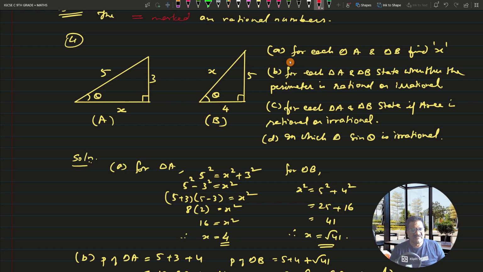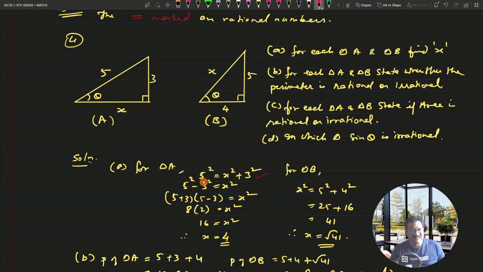So part A of the question is, for each of triangle A and triangle B, find x. Okay, so let us do the solution. Now for A, if you want to find x, we are going to use the Pythagoras theorem. So by Pythagoras theorem, we can say 5 square, the hypotenuse square, is equal to the sum of the squares of the other two sides. So 5 square will be equal to 3 square plus x square. Can you write it this way? 5 square is equal to x square plus 3 square.